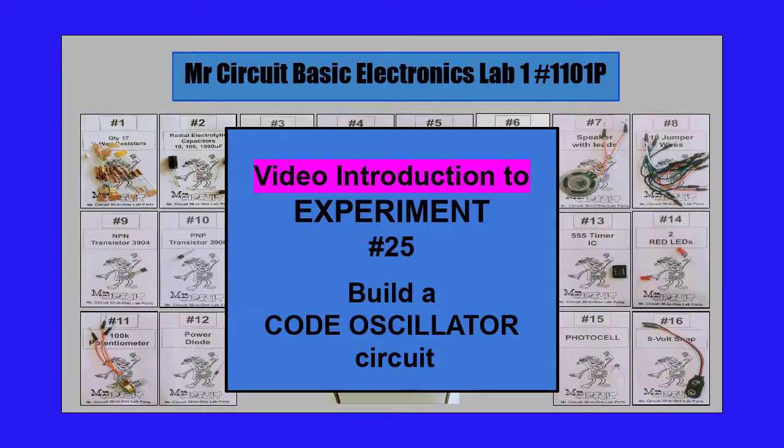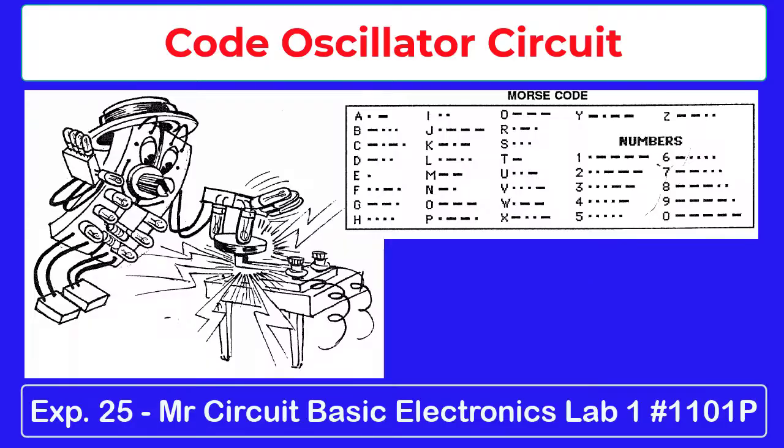This is the video introduction to experiment 25, build a code oscillator circuit in the Mr. Circuit Basic Electronics Lab 1. Sending code by audio tones has a long history. Samuel Morse created a basic code of short and long tones to send verbal messages. He made it of dots and dashes, or dits and dahs. For example, an A in Morse code would be di-dah, and so forth.